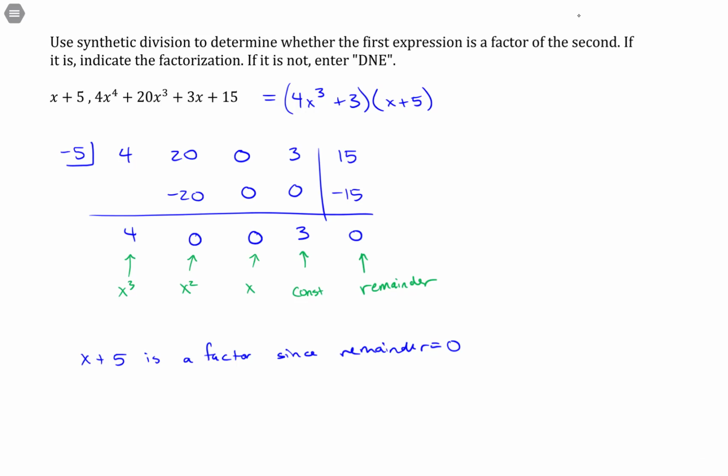So we can't just put this 4x to the fourth plus 20x cubed and so forth is equal to 4x cubed plus 3. That wouldn't make any sense. Because 4x to the fourth, there's no way that's equal to 4x to the third. That can't be equal. But it is equal to the product of 4x cubed plus 3 times x plus 5. If you FOILed these terms out, you would easily find that the product of these two binomials is in fact the original polynomial.